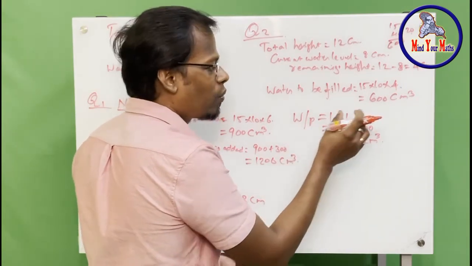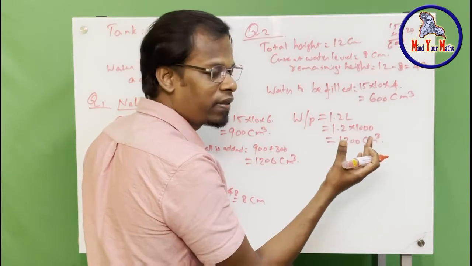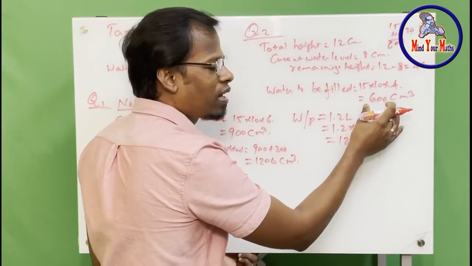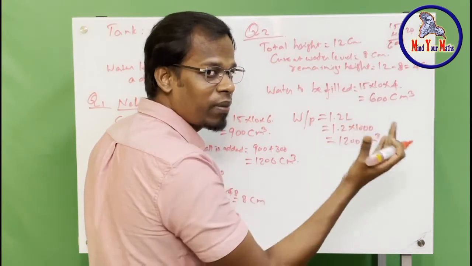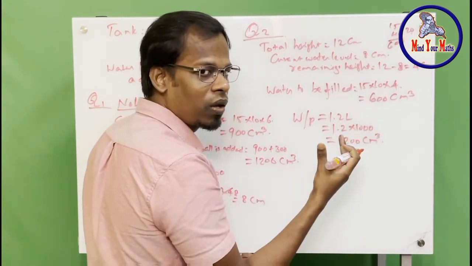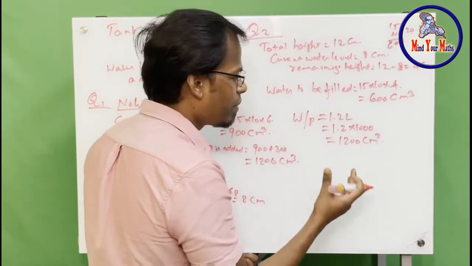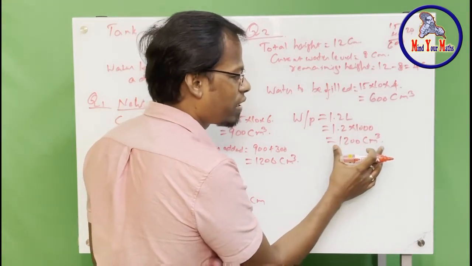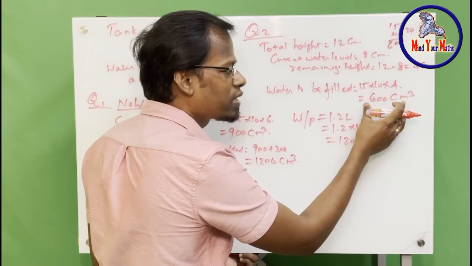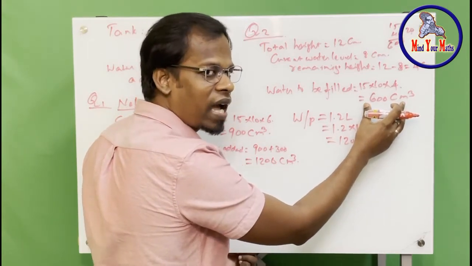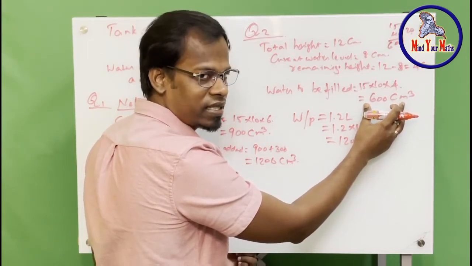Now what we need to fill, how much do we need to fill? Only 600 cubic centimeter, right? Do we need more time or less time? We need less time, right? Because see, for 1200 cubic centimeter it takes 1 minute. But if we need only 600 cubic centimeter, the time is obviously going to be less, right?